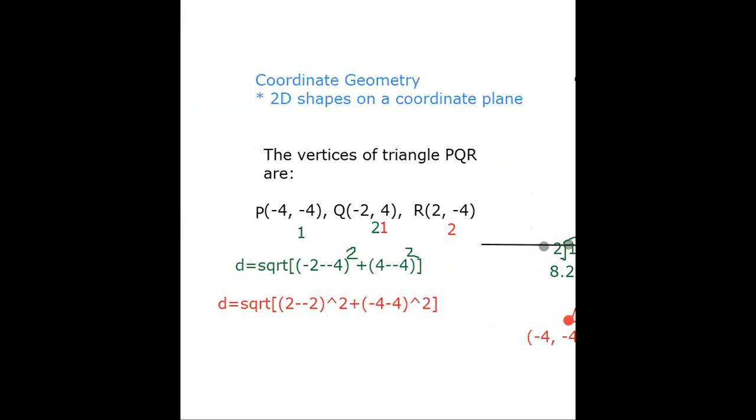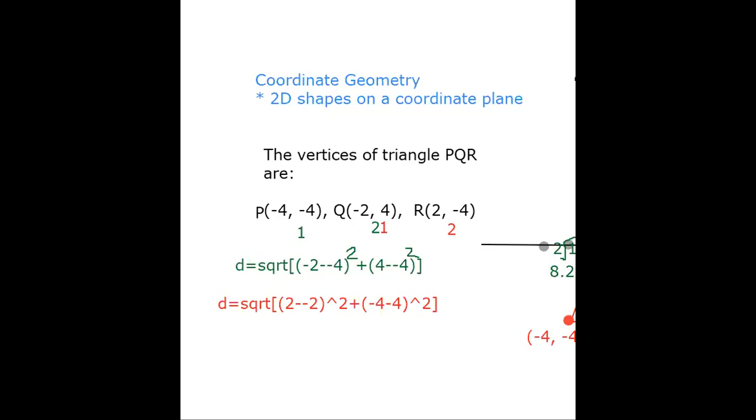I'm going to get this in my calculator while I'm looking at it, and then I'll pop over and let you see it. So we have the square root of everything. So left parenthesis, 2 minus negative 2, right parenthesis, up arrow 2, directional pad to the right, plus left parenthesis 4 minus negative 4, right parenthesis, up arrow 2.